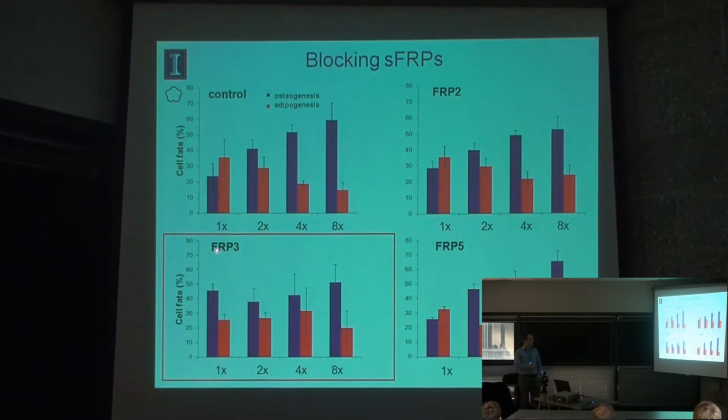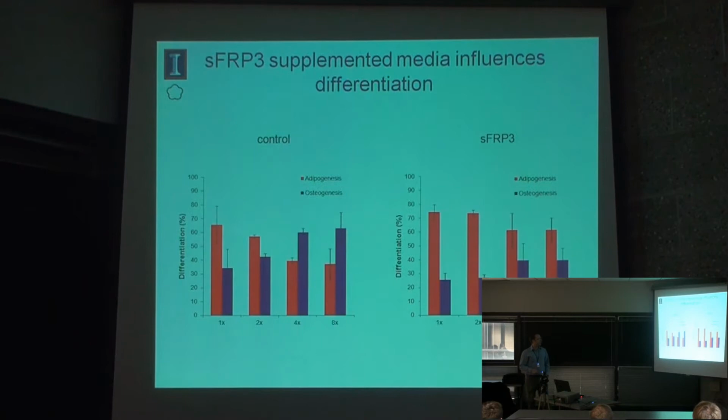Because here, when we block the secreted Frizzle-related protein 3, we see that pretty much all of our cultures, whether they're 1X, 2X, 4X, or 8X separated on the surface, are turning into bone. So we thought that's pretty exciting. We also supplemented that result by adding recombinant SFRP3. And this wasn't too surprising of a result because we had seen this with our previous work, where when you add this protein, it promotes fat cell differentiation.